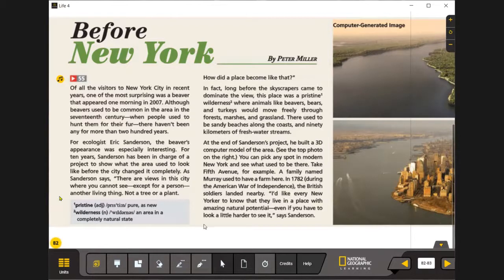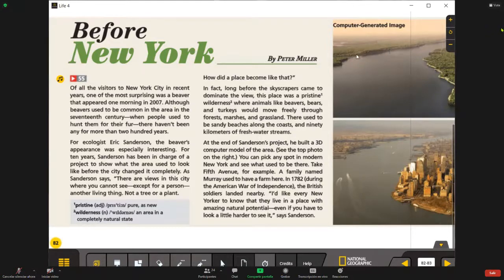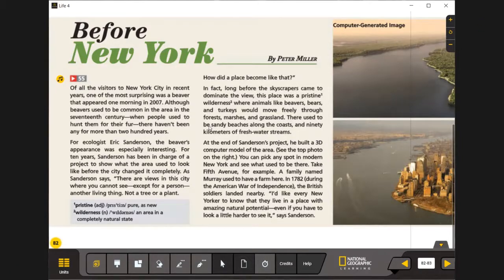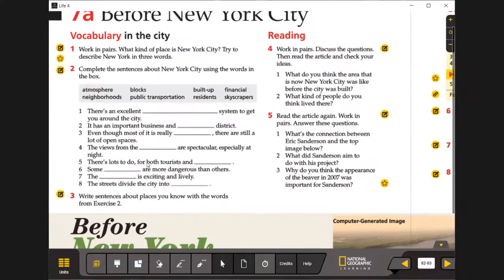Okay, so remember, this is the picture of the way New York looks now. And this is how it used to be when the place was pristine. So you see New York completely pure, no human beings, etc. And this wilderness contains lots of wild animals such as beavers, castores, bears, osos, and turkeys, pavos. So that is why probably the turkey is so popular there.